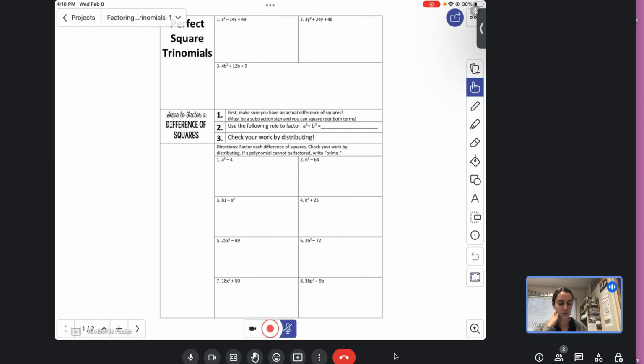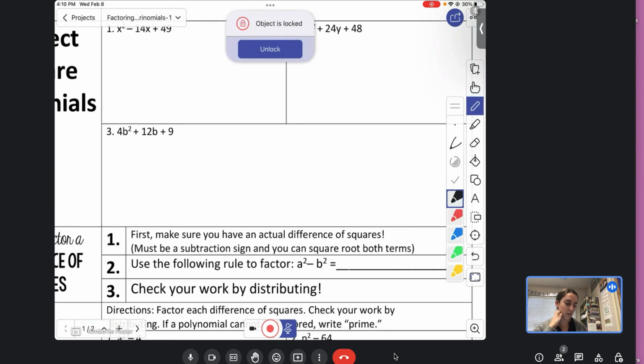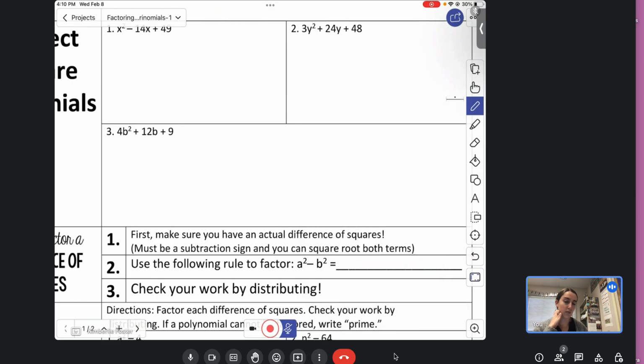Alrighty, so there's 3 problems up here at the top, and you should notice that they look similar to questions that we've already been doing, and that's because they are. The only thing different that we're going to notice is that when we factor them, something interesting is going to happen. So let's just hop right in.